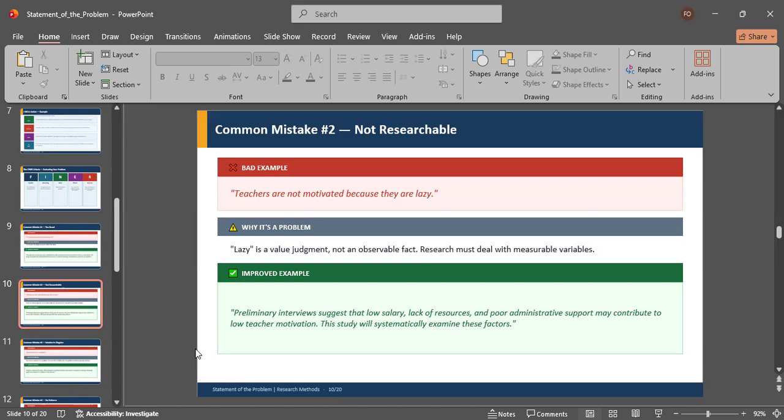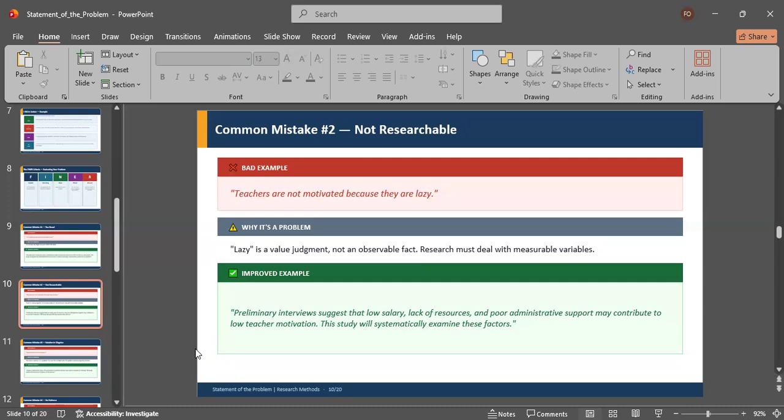Preliminary interviews suggest that low salary, lack of resources, and poor administrative support may contribute to teachers' low motivation. This study will systematically examine these factors. That is a properly written statement of the problem. You can see it's looking at a couple of factors that might be responsible for teachers' low motivation. So the person doing this has observed that teachers are not motivated. That is a problem. And we know that when teachers are not motivated, of course, they will not teach well in class. Learning objectives will not be met. But saying that they are not motivated because they are lazy is vague.